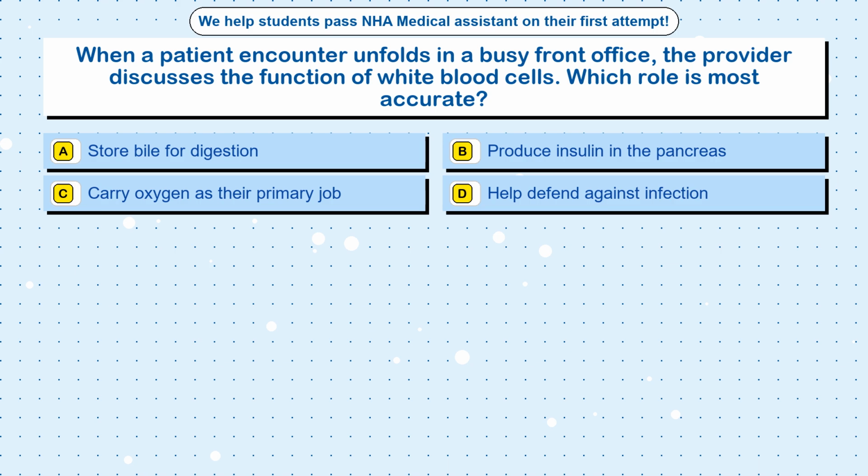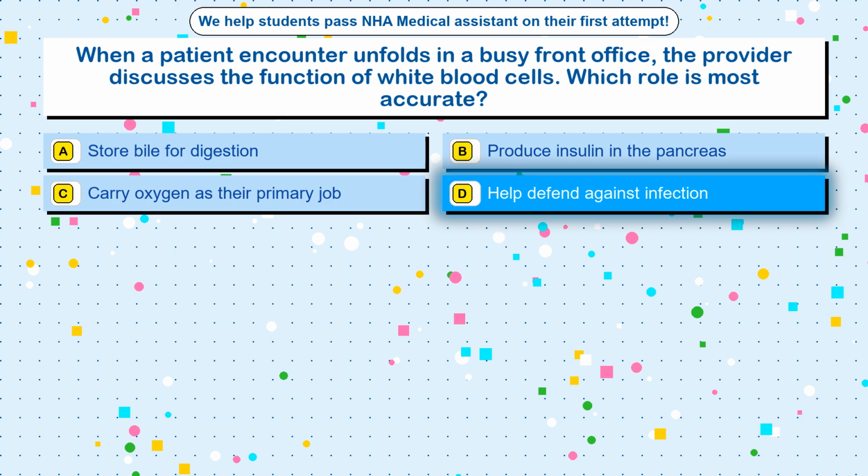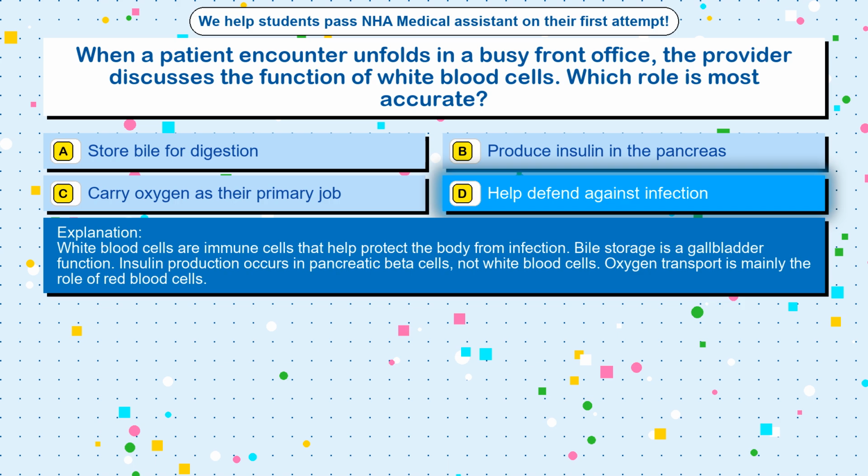Option C, carry oxygen as their primary job. Option D, help defend against infection. The correct answer is option D, help defend against infection. White blood cells are immune cells that help protect the body from infection. Bile storage is a gallbladder function. Insulin production occurs in pancreatic beta cells, not white blood cells. Oxygen transport is mainly the role of red blood cells.